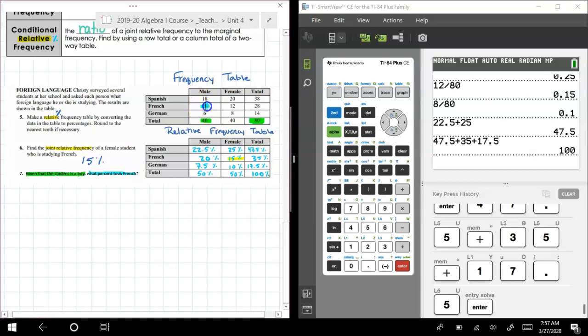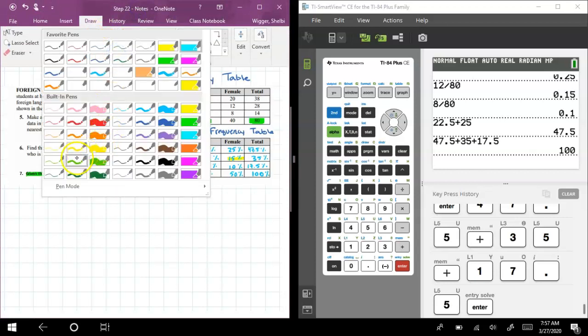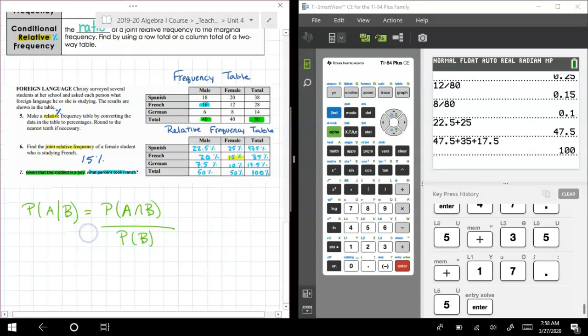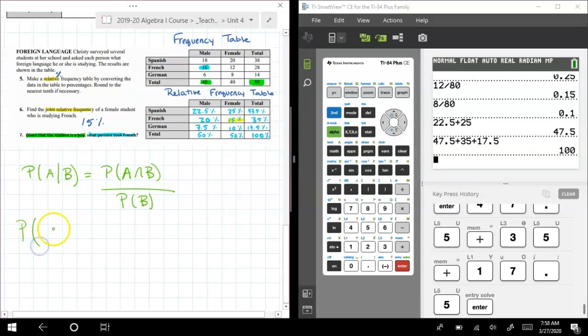So out of those 40, 16 took French. So I'm going to write out the formula and then we're going to lead back to 16 over 40. So the probability of A, given that B already occurred, is the probability of A and B divided by the given piece. So in this case, the probability of B. So the probability that they took French, given that they're a boy, that it's definitely a male.